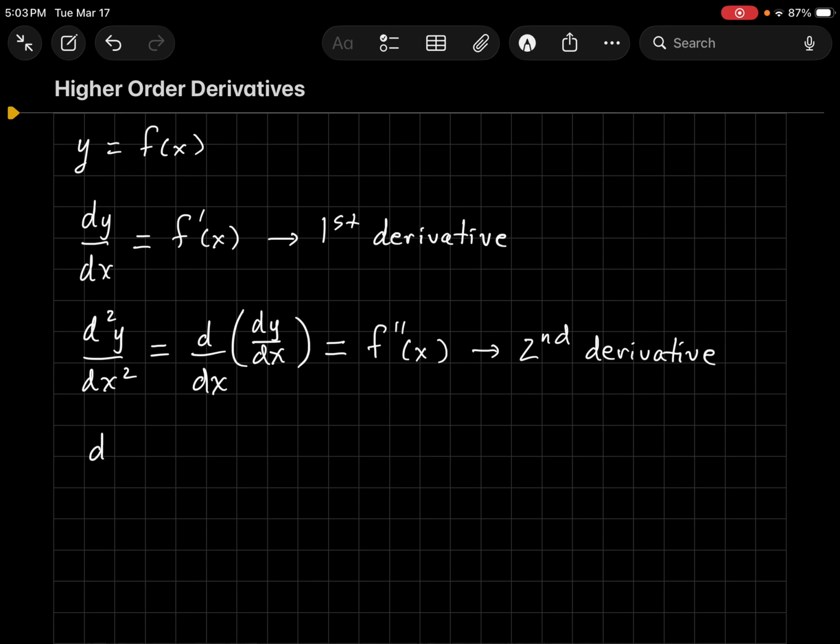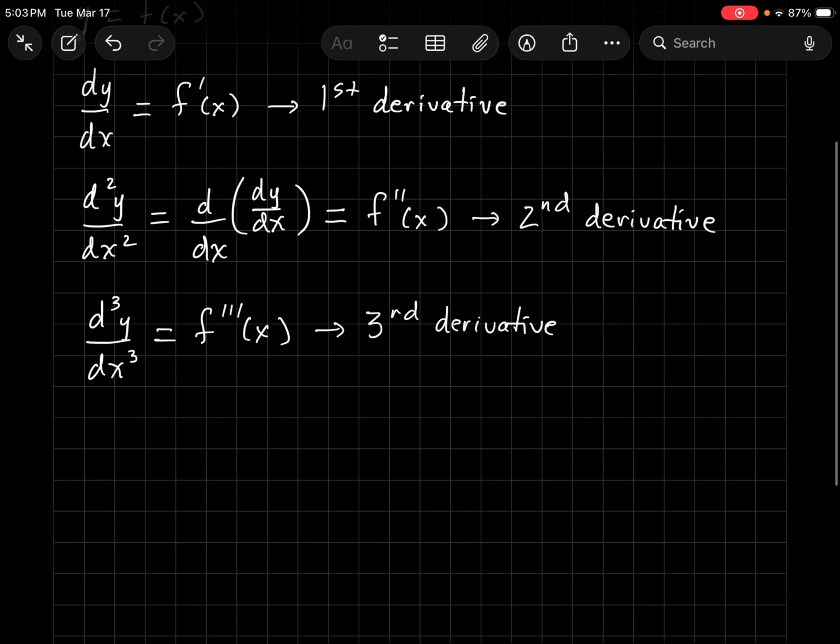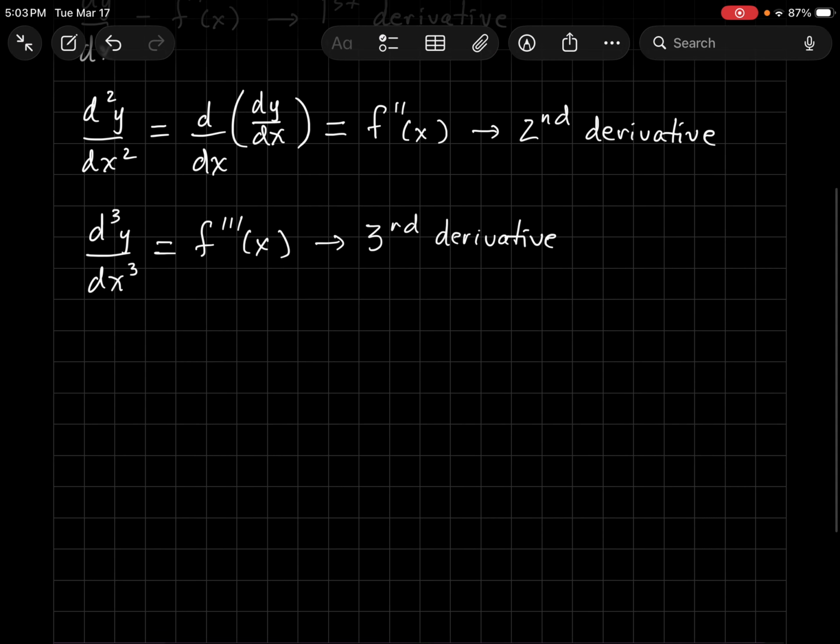If I were to write the following, d cubed y over dx cubed, nothing is being cubed, it's just a notation. We would call this f triple prime of x, or the third derivative. Now after this, we start changing the notation slightly, at least I usually do. Not on this side. This would be the fourth derivative. I'm not going to write down fourth derivative, but we call this the fourth. But instead of doing f with 4 primes or 4 slashes, we put it in parentheses.